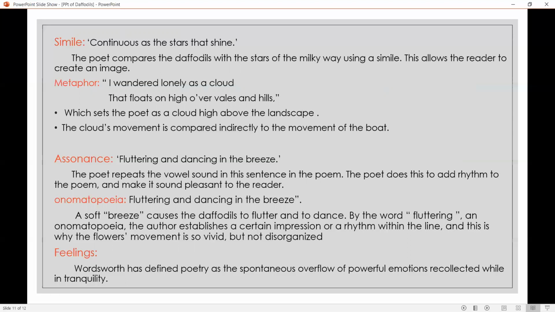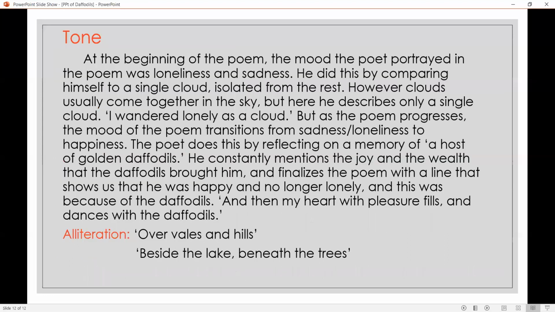Now, what are the feelings of the poet? On a general note, Wordsworth has defined poetry as the spontaneous overflow of powerful emotions recollected in tranquility. Don't you feel that you can relate this poem with this feeling of the poet? Definitely, it is the spontaneous overflow of powerful emotions which you can't express, but definitely you can express it in words. Recollected in tranquility, tranquility at your own pace. Hope you have understood these poetic devices, children.